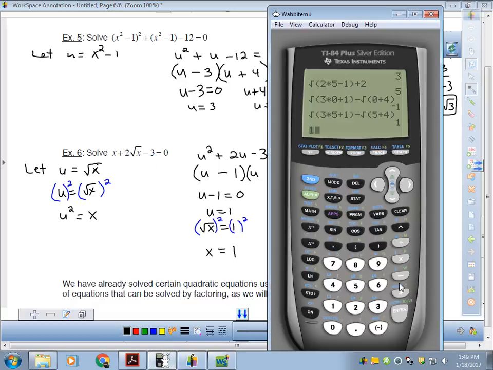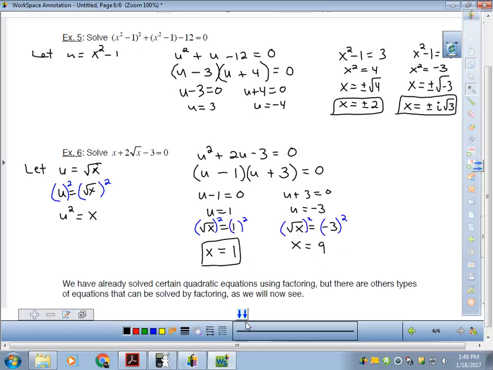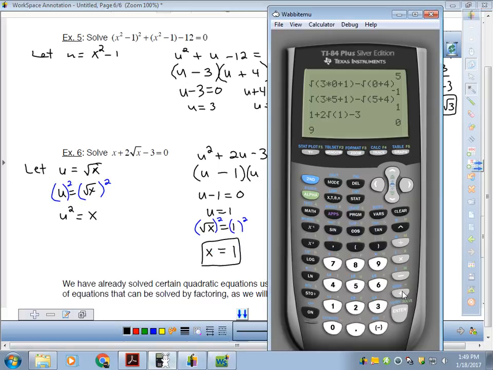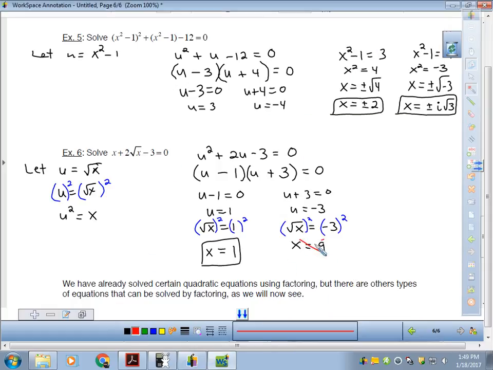So here's my calculator. 1 plus 2 square root of 1 minus 3. Yep, x equals 1 works. It does give us 0. Okay. Let's check our other one. We're going to check 9. So 9 plus 2 square root of 9, and then minus 3. Ooh, that one gave us 12. Okay. 12 does not work. 12 is not 0. So that answer there is extraneous. So mark it off. So only 1 is a valid answer for this equation.